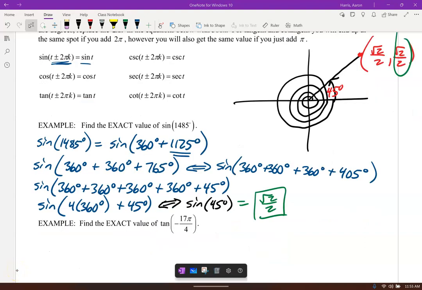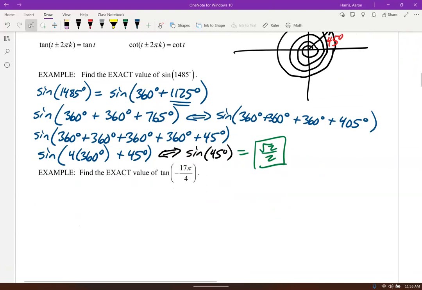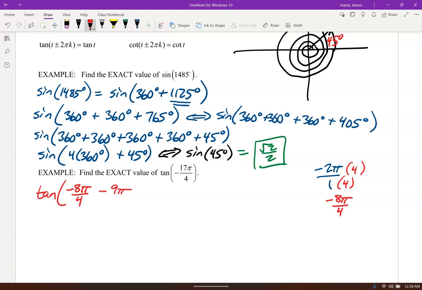All right, guys, let's go tangent of negative 17 pi over 4. I know this is in radians. I know 2 pi is 1 time around, or in the negative direction, negative 2 pi, right? But this is in fourths. So in fourths, negative 8 pi over 4 is 1 time around. 17 minus 8 gives me 9 pi over 4, so I would still have this much left over. 9 pi over 4 is still bigger than 8 pi over 4.